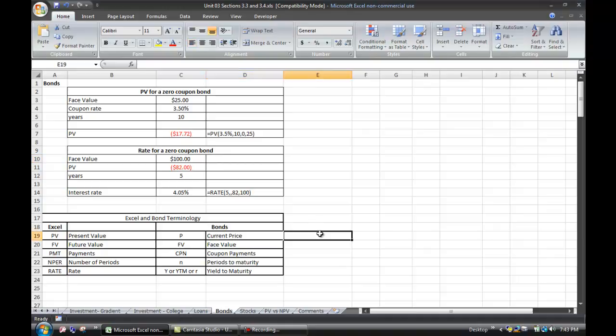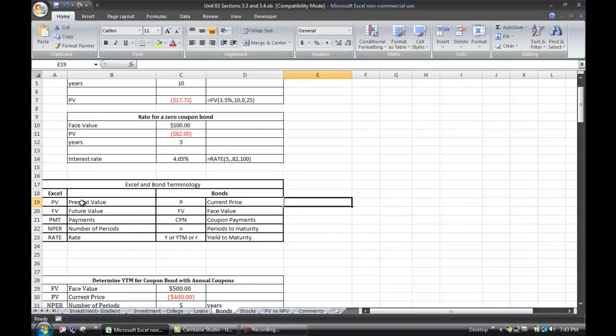Now, we've mentioned several things of terminology here. Let's just review those again. The present value is usually called P, the current price in bonds. In Excel, we have a future value, which they call the face value. The payments are called the coupon payments, so just coupons, as people would generally refer to them. The number of periods, just N, are periods to maturity, and it's yield to maturity, which we have looked at as rates in most of our investments and loans. Called it the rate. They call it a yield to maturity.